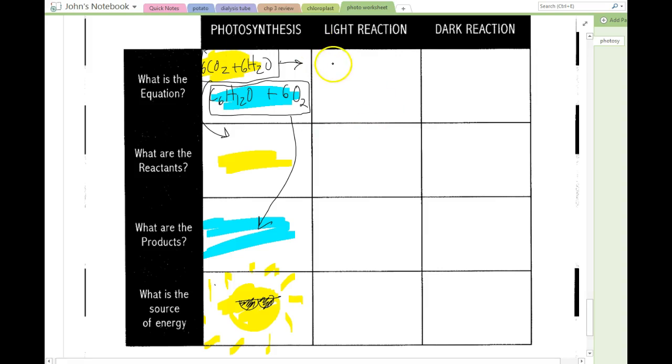Okay, the light reactions. What goes in the light reactions? Water comes in along with NADP+, right? Right, and ADP and a phosphate. Okay? Then they turn into oxygen gas, ATP, and NADPH. Yes?